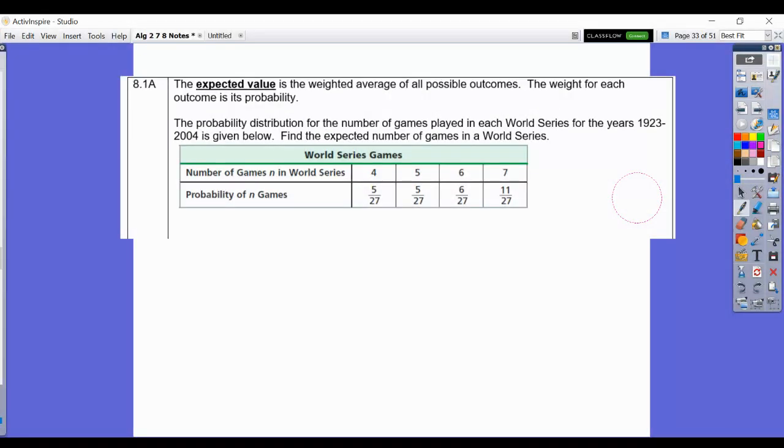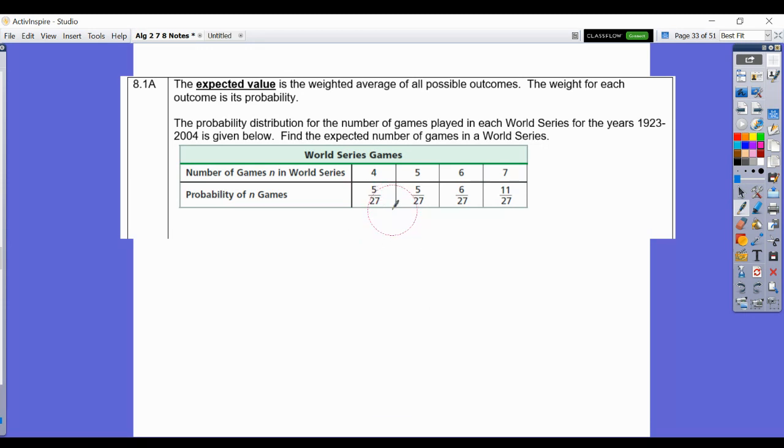Now the next thing you're probably not going to be as familiar with, this is called expected value. Let me find it. I have my wrong page. There we go. So expected value is the weighted average of all the outcomes. So instead of it giving me like a percent weighted average, it's going to tell me an expected value.